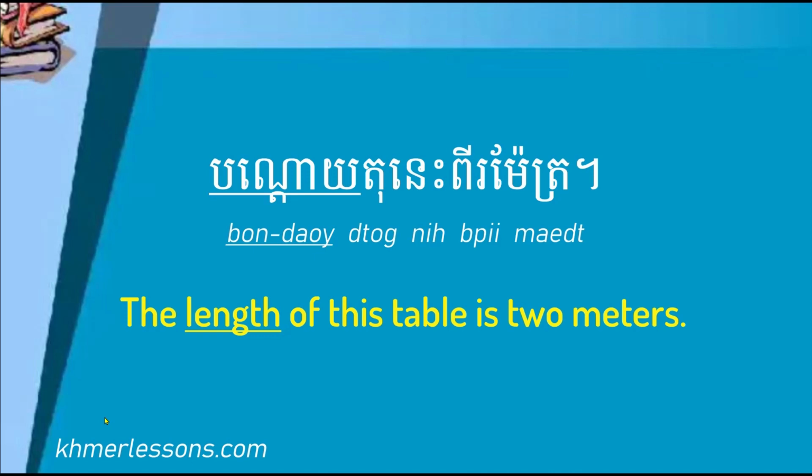So tok is table. And for the word meters in Khmer, we say met. And 2 meters is pi met. Now let's say this sentence again. Bondawi tok nih, pi met.